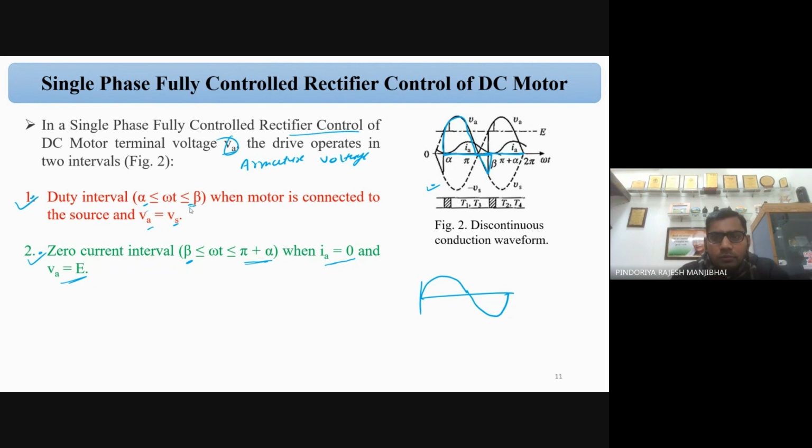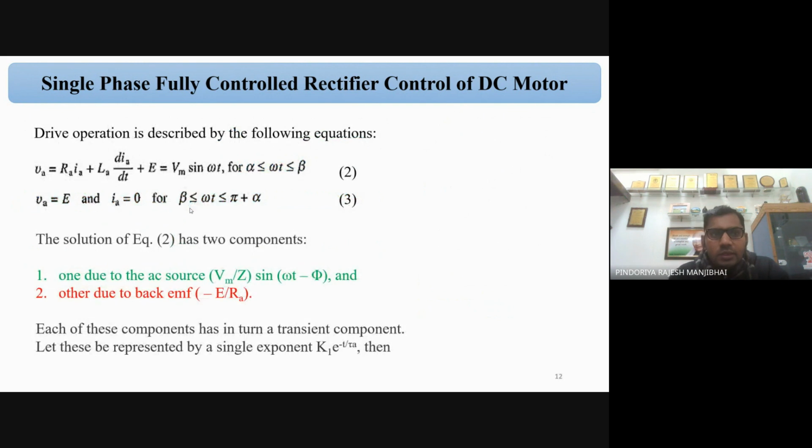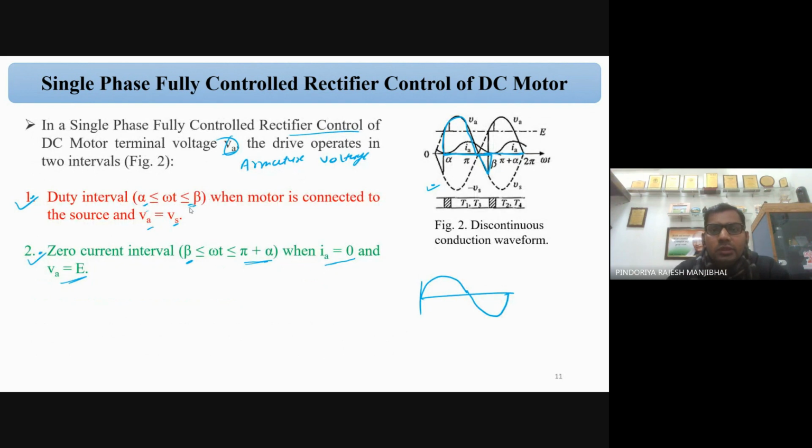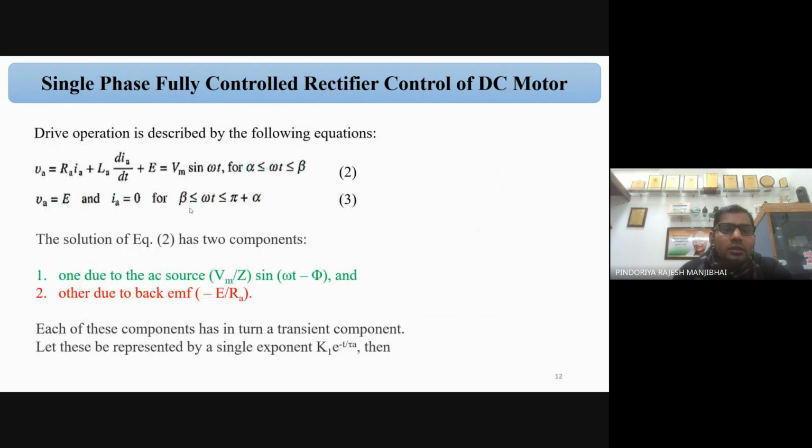Okay, so now we can write the equation for the voltage. Based on these two conditions, the duty interval as well as the zero current interval, we can write the equation. So we can say Va equal to RaIa plus L di by dt plus E. Okay, this is a simple equation.